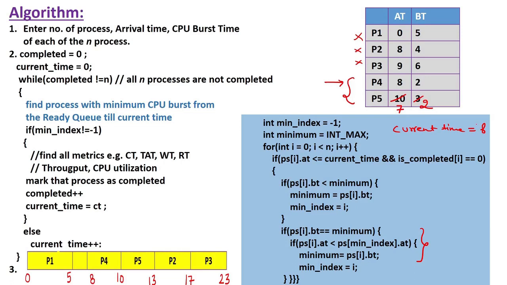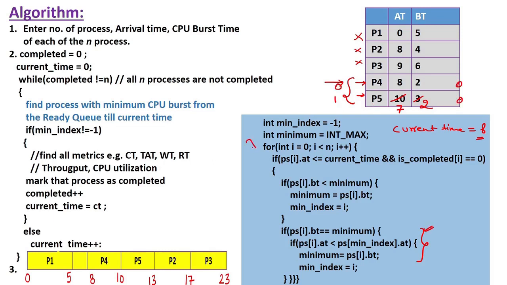So till 8 o'clock, which process should be selected as the minimum CPU burst time process? As you can see, both have the same burst time too. So at current time 8, which process should be selected out of P4 and P5? Here you can see this is P4, this is P5, this is same. Then we come to the arrival time. To break the tie of the same CPU burst time, we come to the arrival time. And here you can see this arrived earlier, so this P5 should be selected. So this code should give us that P5 is the process with the minimum CPU burst time.